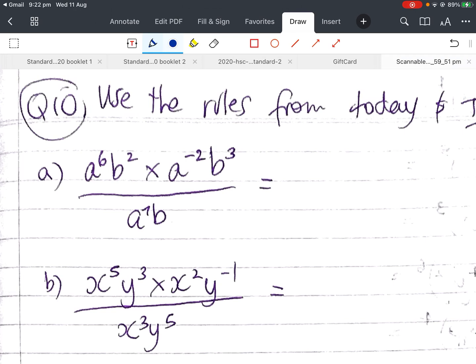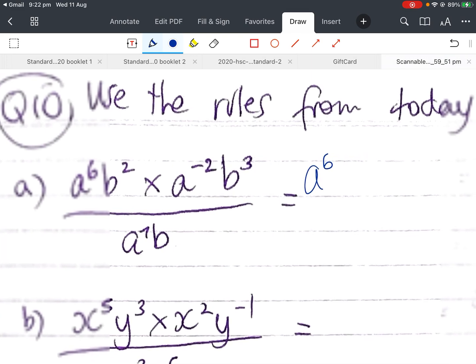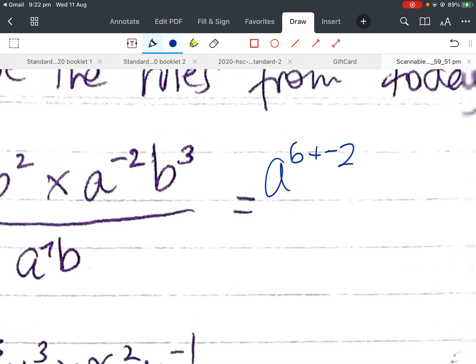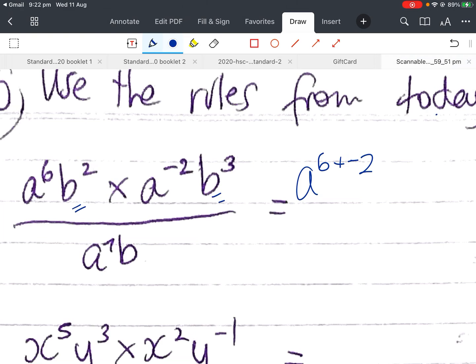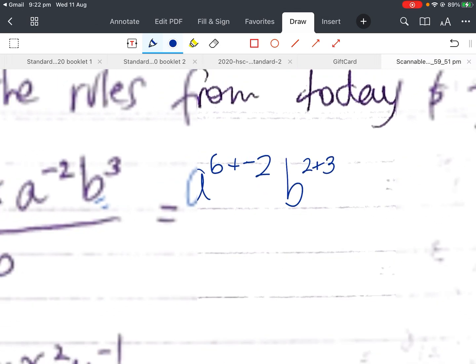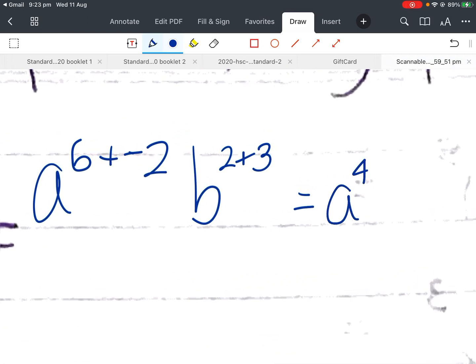So let's go a to the power of 6 times a to the negative 2. So that means we're going to add the indices because we're multiplying. So we're going to go a to the power of 6 plus negative 2, and then we're going to go b squared plus b cubed. So I'm going to write that, b squared, b cubed. Alright, so when we're adding the indices, I don't need to write a second b. Alright, so in your head, can you tell me what 6 plus negative 2 is? Hopefully you said that was 4, and for b, 2 plus 3 is 5.